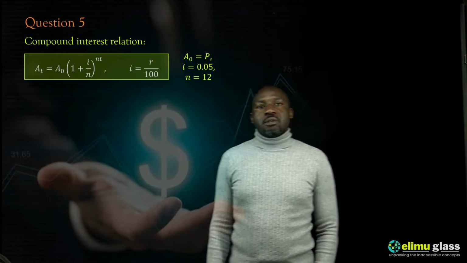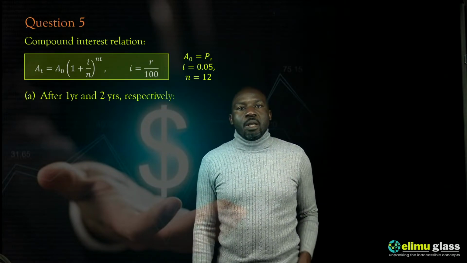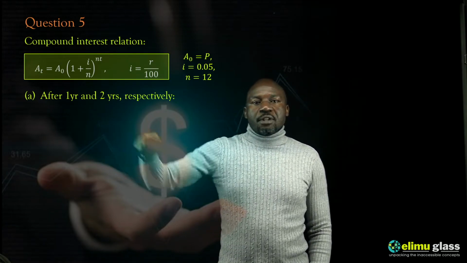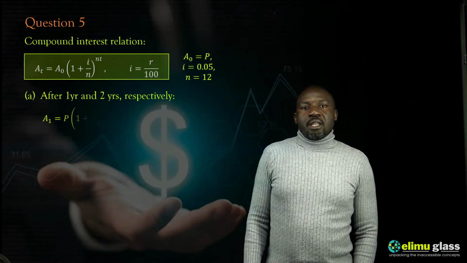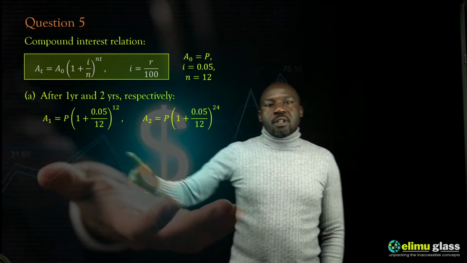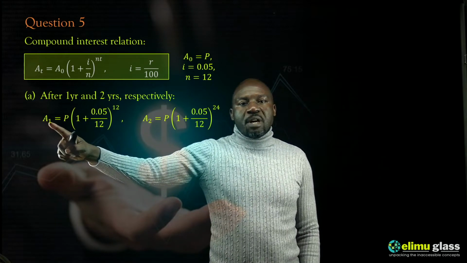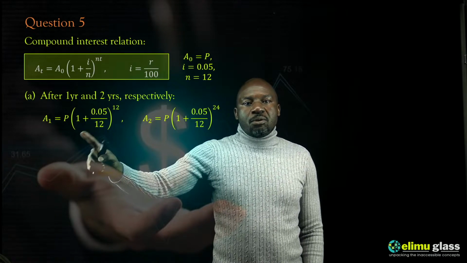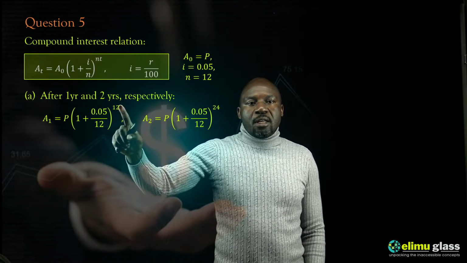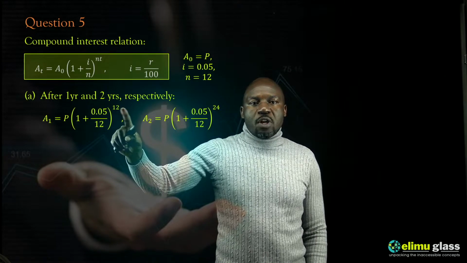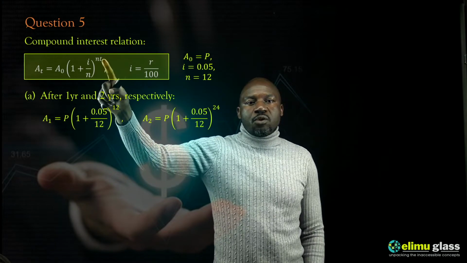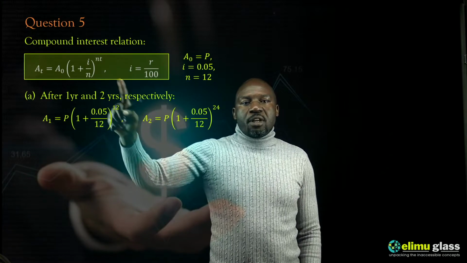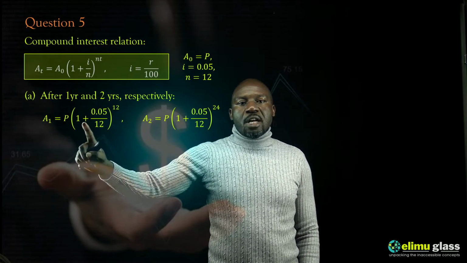So if we substitute those in, after 1 year and after 2 years respectively, the expressions above will become this. So after 1 year, the amount after 1 year is the principal value times this expression, to the power 12 times 1, because t is 1. By the way, if this was a depreciation, the formula remains the same, except this becomes negative.